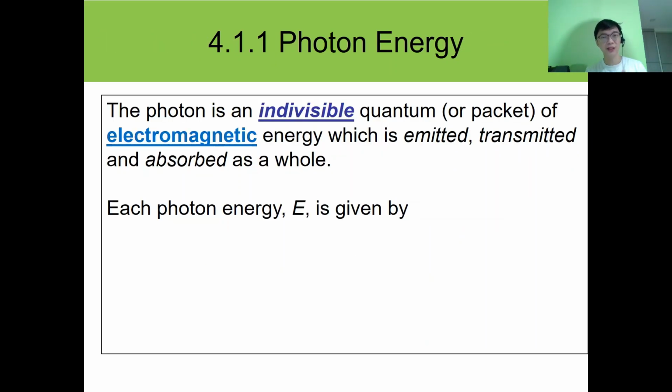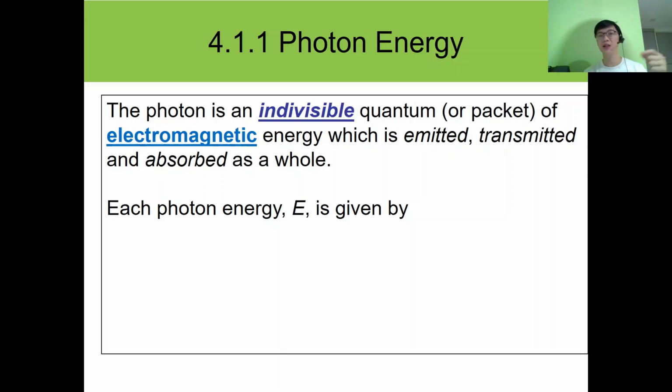So let's talk about the nuts and bolts. Let's talk about the definition. The photon is an indivisible quantum or packet of electromagnetic energy which is emitted, transmitted, and absorbed as a whole. What this means is that if you have a photon, that photon either gives you all of its energy and destroys itself in the process, or does not give you any energy at all. It cannot say, okay, I give you half my energy. It cannot do that. It is one whole thing. It's all or nothing, indivisible, and it's a packet of electromagnetic energy.